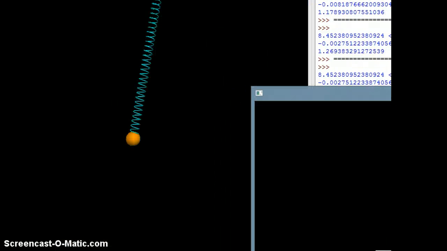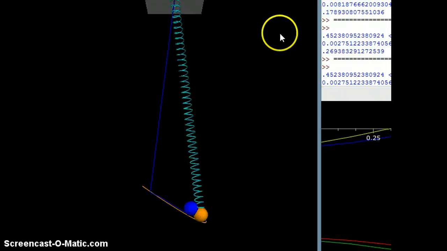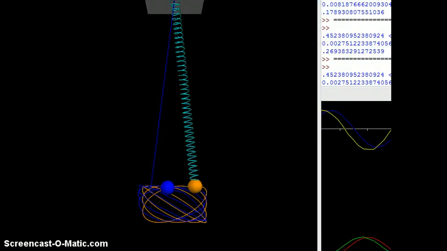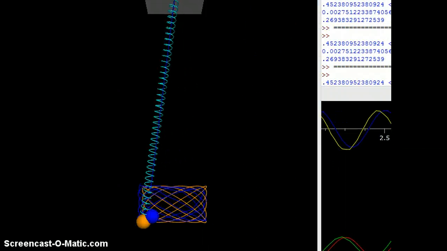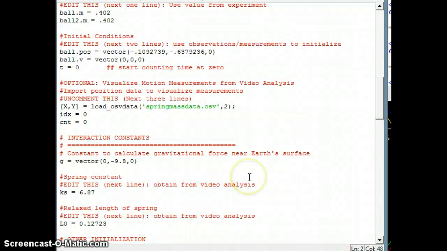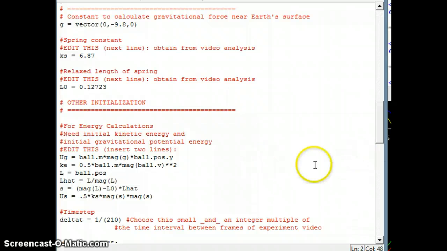Once I run my code, as you can see right here, you can see that the blue ball, which represents the position of the mass from the video, and the orange ball, which represents the predicted position of the mass, are moving very close to each other, which means that the code is a good match to the data. The change in time was found by multiplying 10.5 times 20, because we did this 20 times.